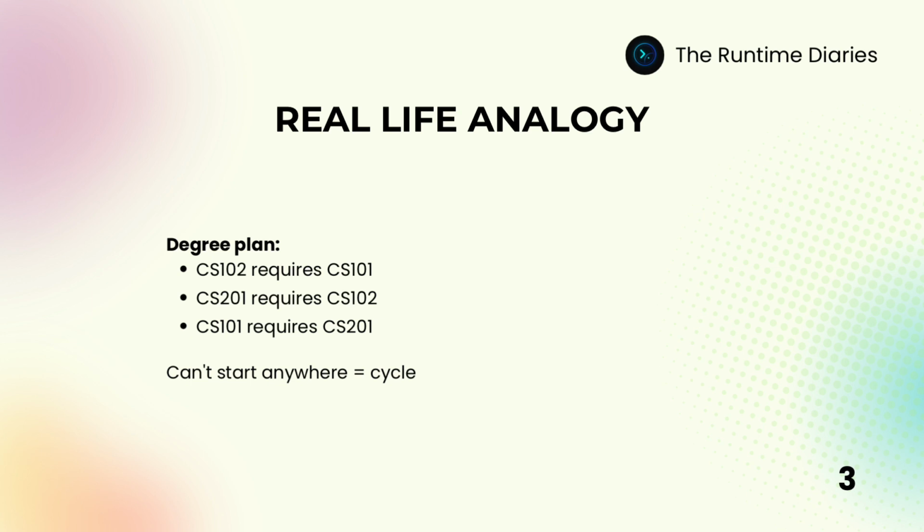Let me give you a real-world example to make this concrete. Picture a university degree plan that says CS 102 requires CS 101. CS 201 requires CS 102. CS 101 requires CS 201. Now you're stuck. You can't take CS 102 without CS 101. You can't take CS 101 without CS 201. And you can't take CS 201 without CS 102. There's no valid starting point, and you're trapped in a circular dependency. That's a cycle, and that's exactly what this problem is asking you to detect.